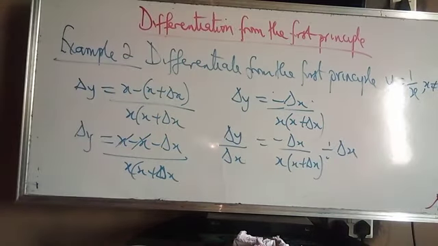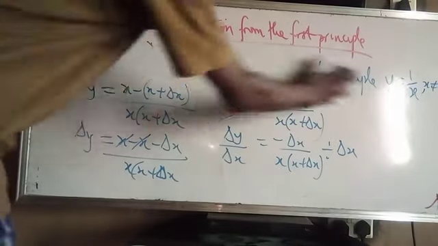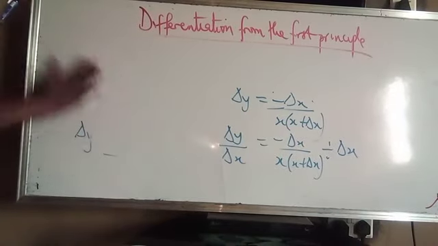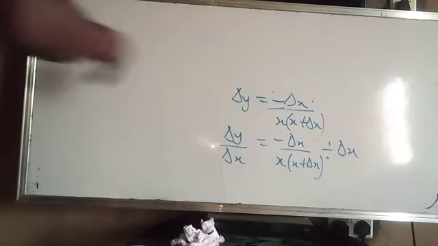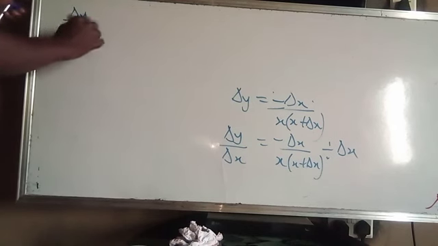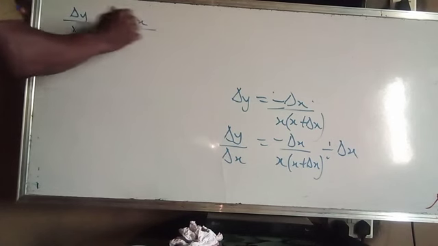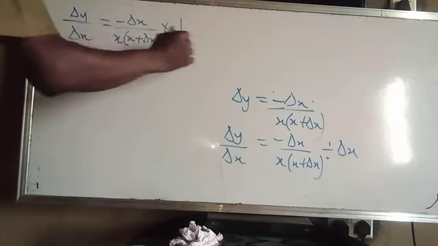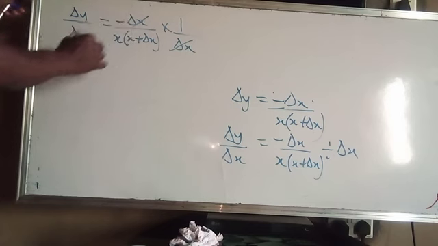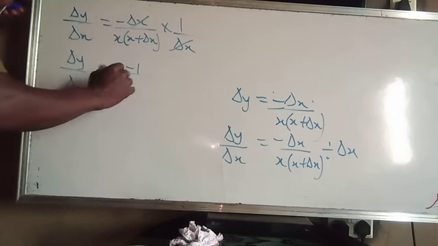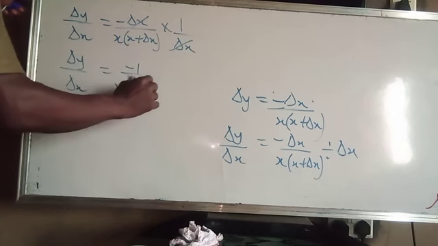Okay? So by the time you say that, what follows? Let us see what follows. Let's clean this so that we have enough space. Okay, so now I have change in y all over change in x will be minus change in x all over x into x plus change in x multiplied by 1 over change in x. This will cancel this. So you have change in y all over change in x is equal to minus 1 all over x into x plus change in x.